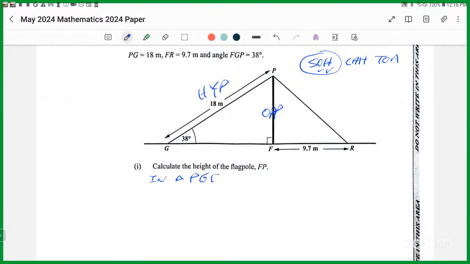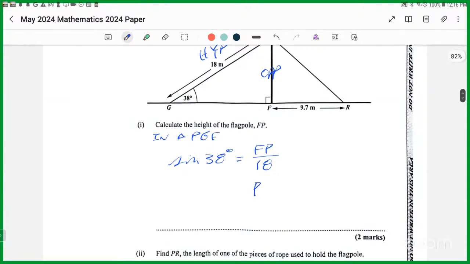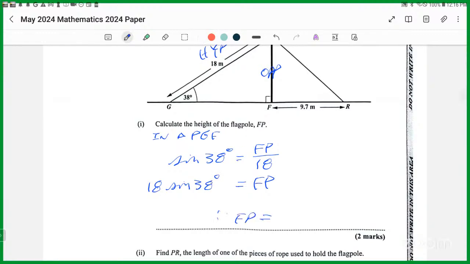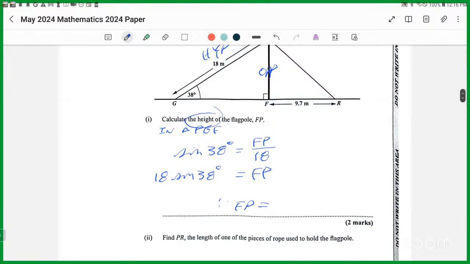So we're using sine. The sine of 38 degrees is equal to the opposite, which is the FP that I want, over the hypotenuse, which is the 18. Then the 18 is multiplied up here, that leaves FP as the subject. So FP is equal to 18 times sine of 38 degrees. Therefore, FP is equal to, remember it has to be in meters. I call it the height. We're working in meters, so we work it out in meters.